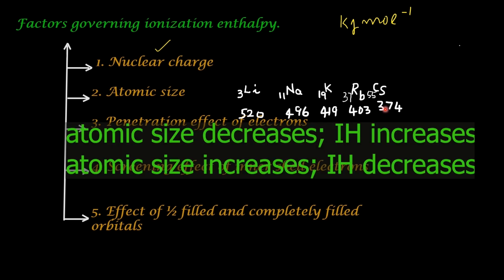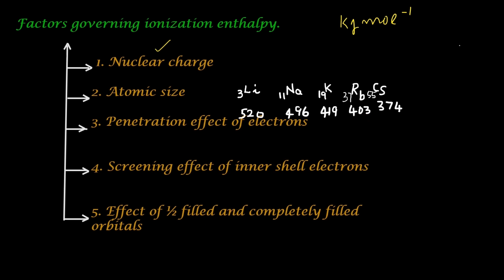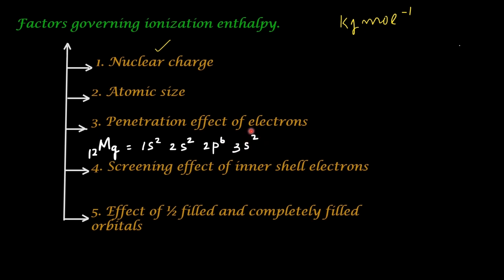So, when atomic size decreases, ionization enthalpy increases. When atomic size increases, ionization enthalpy decreases. We will see examples to understand how the penetration effect affects ionization enthalpy. Magnesium, with atomic number 12. As per electron distribution, the outermost orbital is the s orbital. The s orbital has the maximum penetration and the f has the least. We have already seen that. So the ionization enthalpy for magnesium will be great.